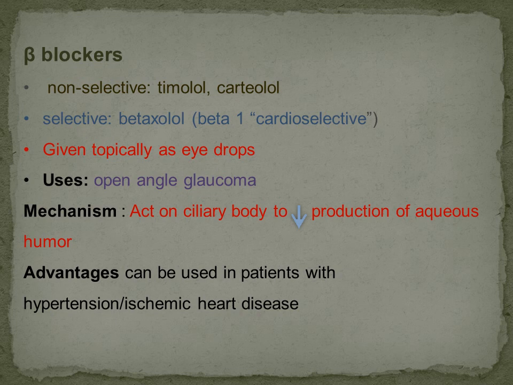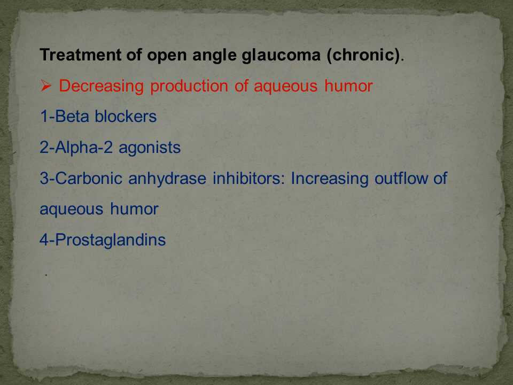What is the mechanism of action? Acts on the ciliary body to decrease production of aqueous humor. بالنتيجة يقل intraocular pressure فتقل عندي الساين مال الجلوكوما. Advantage of beta blocker: can be used in patients with hypertension, ischemic heart disease. Okay?